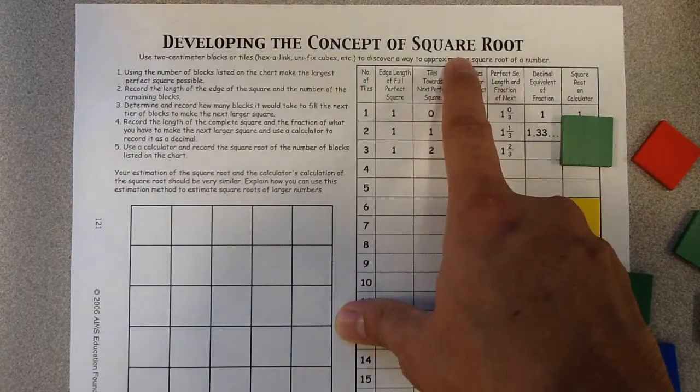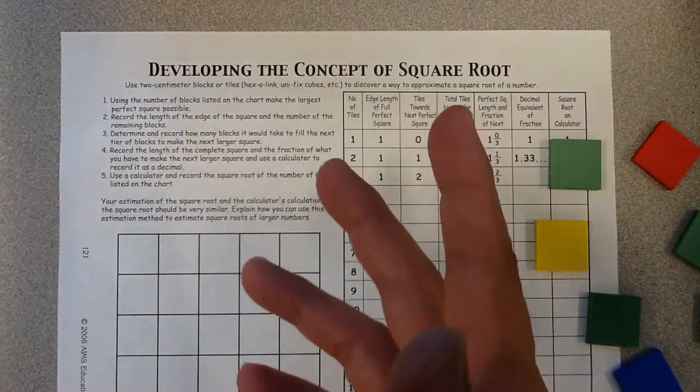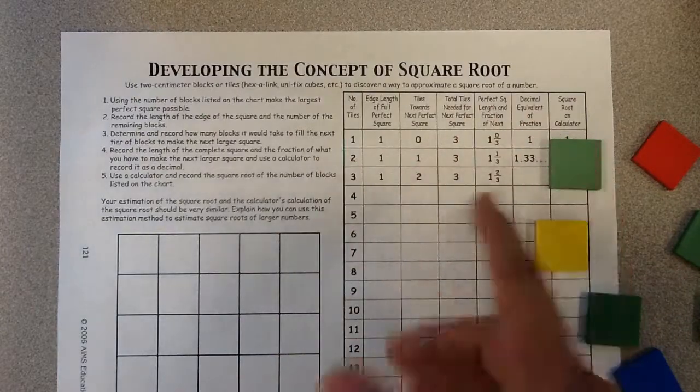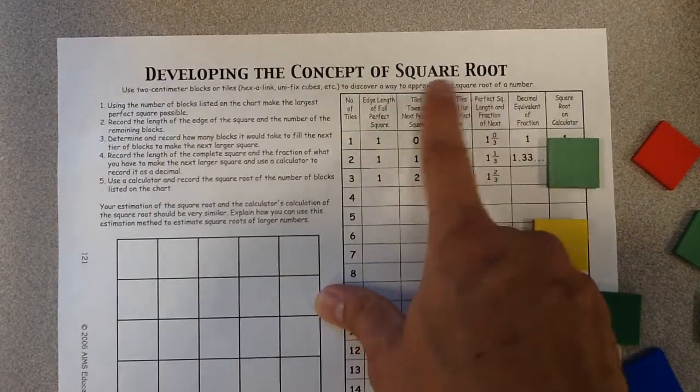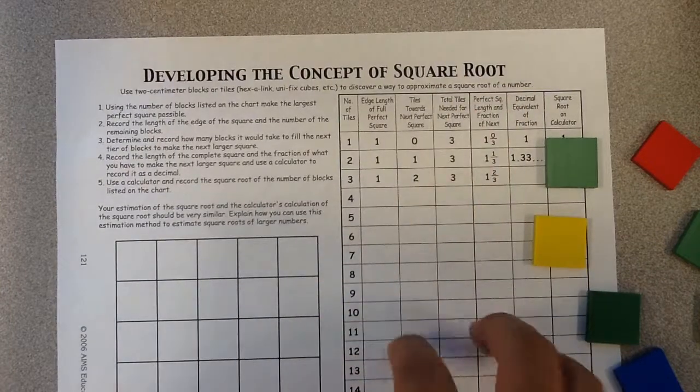The whole idea was that we were trying to figure out how to find square roots of numbers that were not perfect squares. Everything else we've done so far in the notes and in the book assignment has been numbers that were easily square rootable. But sometimes we don't get that.